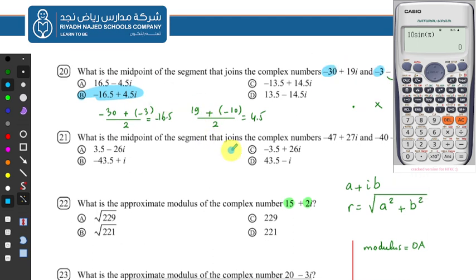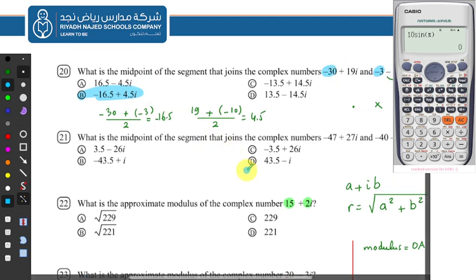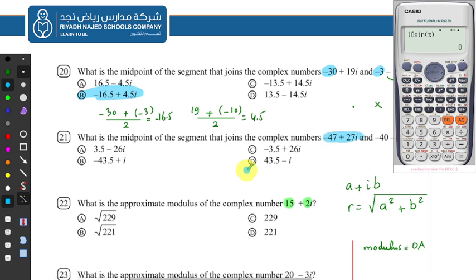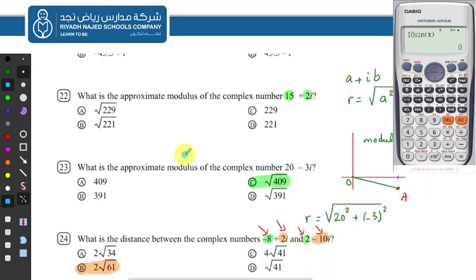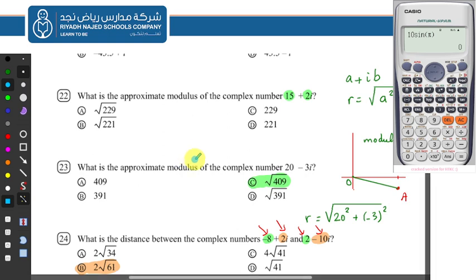Now you can practice using the same formula here. Question 21. We have two complex numbers, and the question is to find the midpoint. Which of these is the midpoint of these complex numbers? Next question, the modulus. The meaning of the modulus.